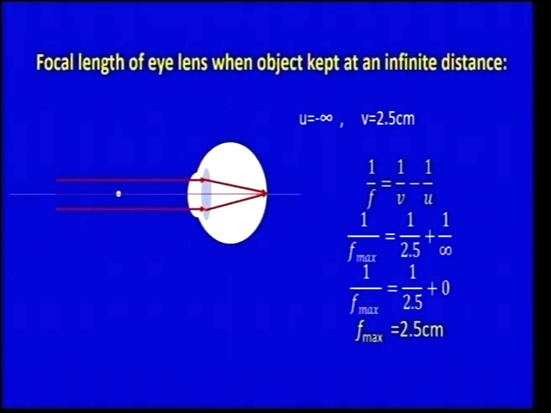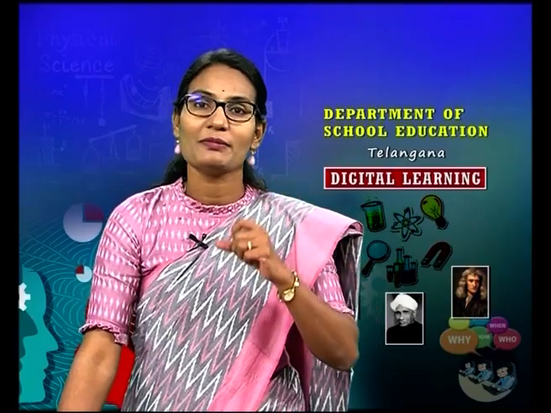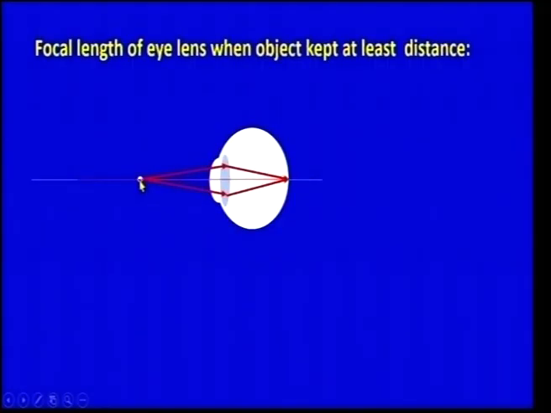Now let us calculate the minimum focal length. Whenever the object is at the least distance, the focal length of the eye lens is minimum. So let us calculate. The object is at the least distance. Here the light rays coming from this point are incident on the eye lens, meet on the retina and form the image on it.